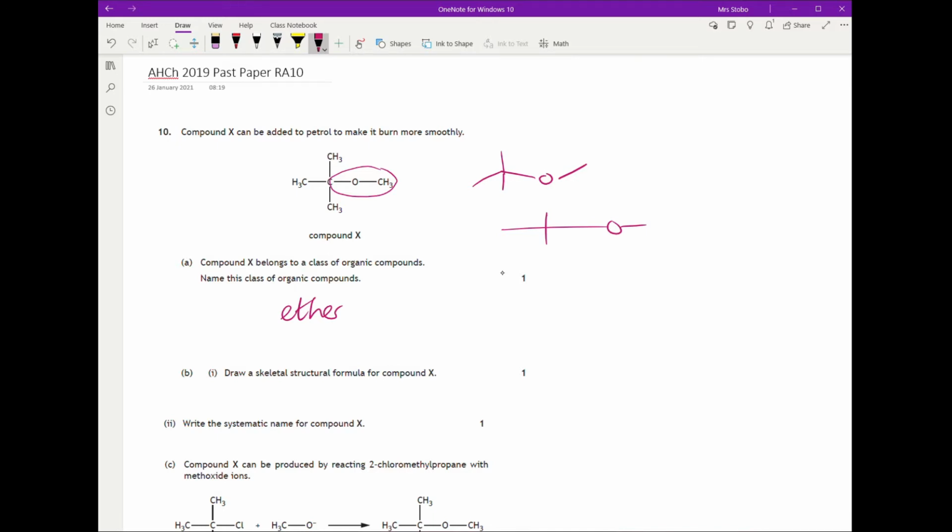Systematic name. Okay, this is not the nicest one actually, if we just wipe this out, because your longest chain here is three carbons, propane. But we've actually got 2-methylpropane, and then we've got the oxy coming off the 2 as well. So it's a methoxy, and it's a methyl group. So we've got 2-methoxy-2-methylpropane.